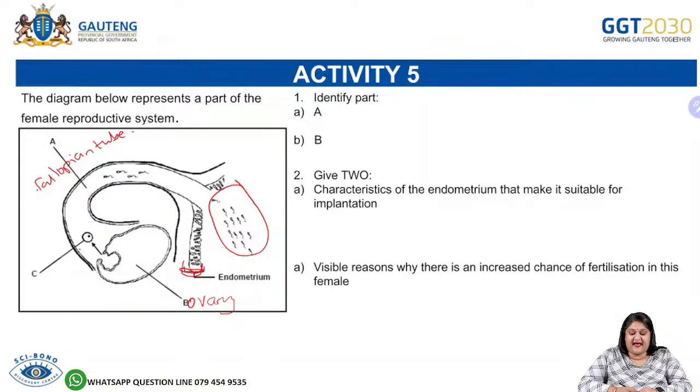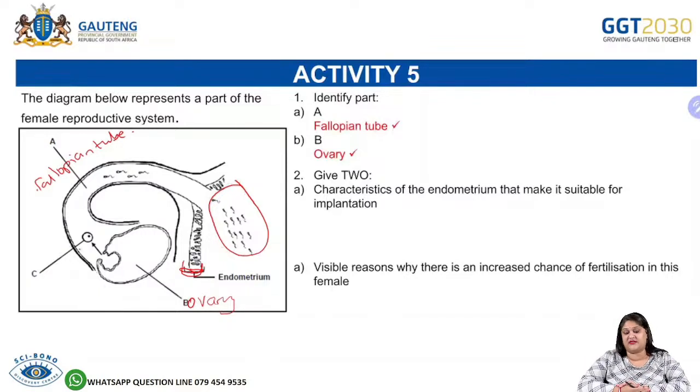So identify A. We already did. It's the fallopian tube. B is the ovary. Then we need to give two characteristics. How do we know it's the ovary? It's this oval structure and it's attached to the fallopian tube, right? And how do you know this is the fallopian tube? As we said, the fallopian tube is the tube that extends from the uterus to the ovary, right?